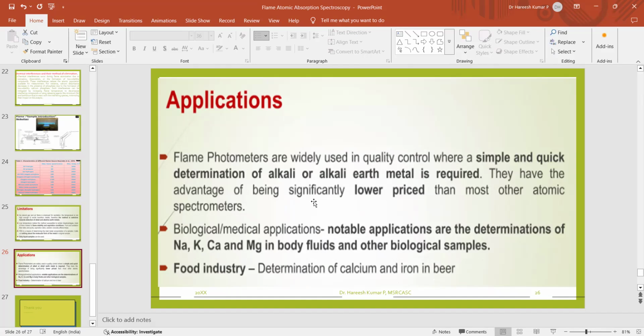Suppose a hollow cathode lamp of palladium, or a hollow cathode lamp of lead, is used in the determination of lead and palladium analytes when we are working in flame atomic absorption spectroscopy. Okay, I will stop at this stage.